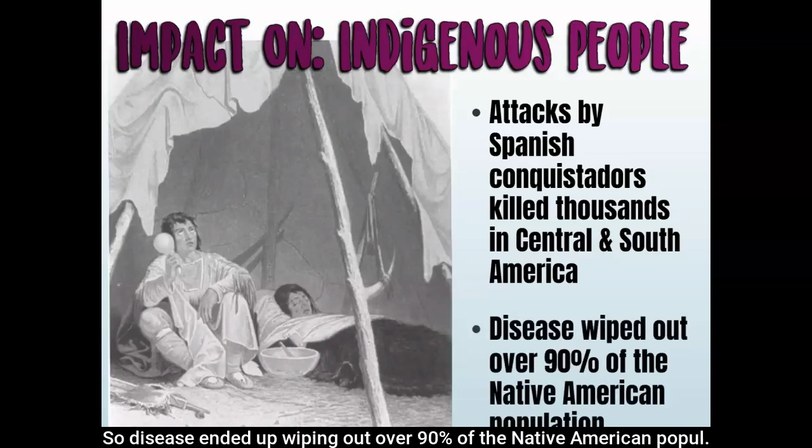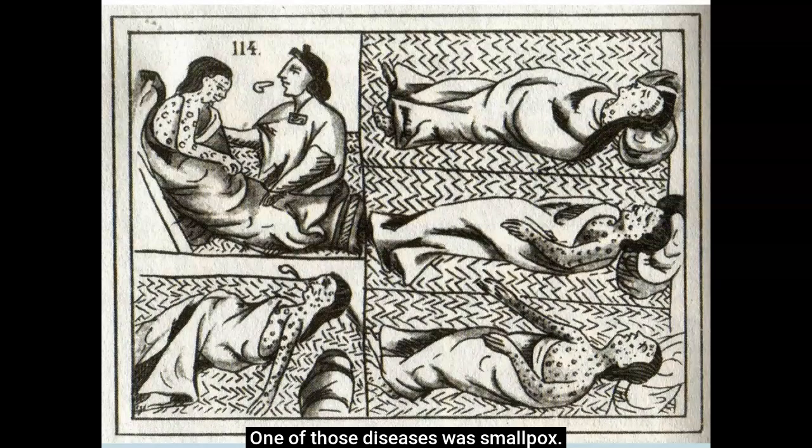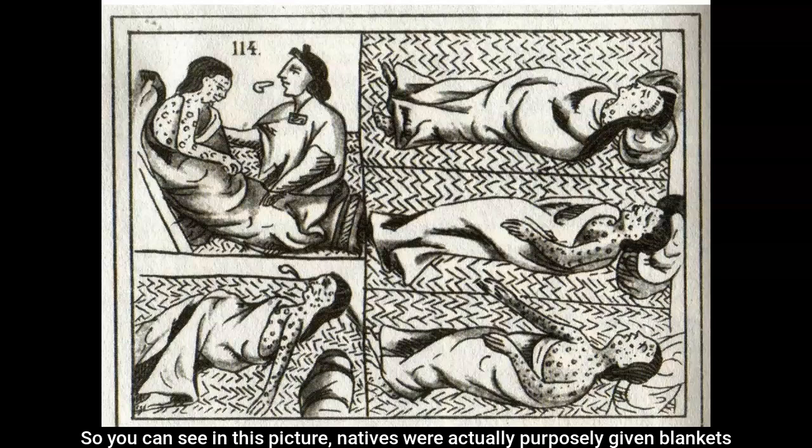So disease ended up wiping out over 90% of the Native American population. One of those diseases was smallpox. So you can see in this picture, natives were actually purposely given blankets by the Spanish to give them smallpox, and it killed out a lot of their population.